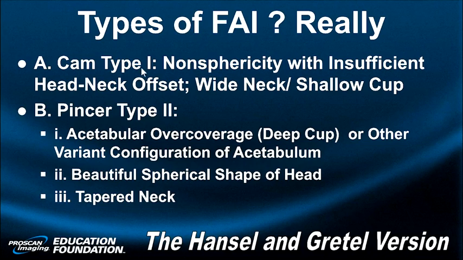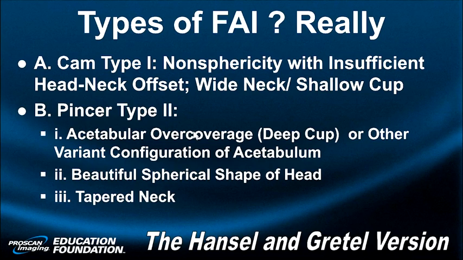Now, there are two basic types of cam-type impingement, but there is quite a bit of overlap. In cam impingement, the patients have a shallow cup with asphericity of the head-neck junction, a wide neck. They may have a bump. They may have a cyst.